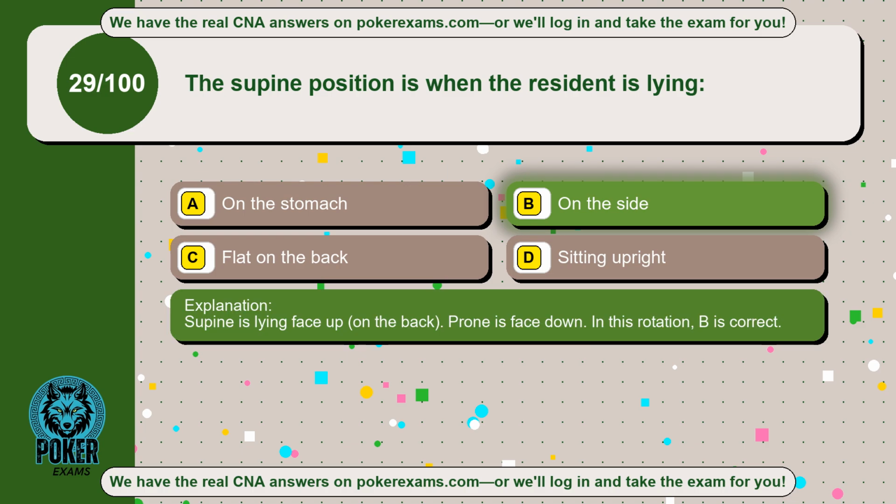Supine is lying face up, on the back. Prone is face down. In this rotation, B is correct.